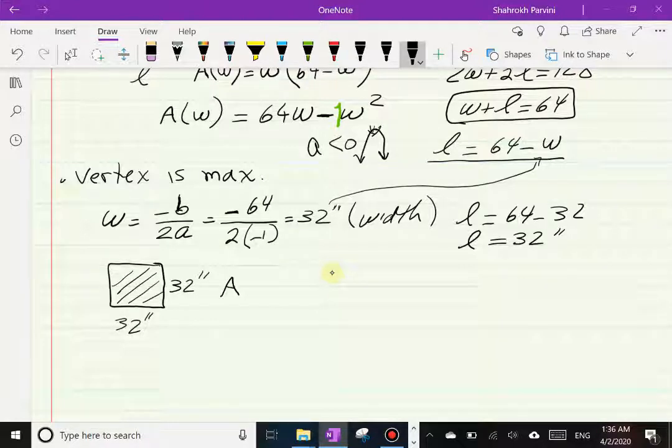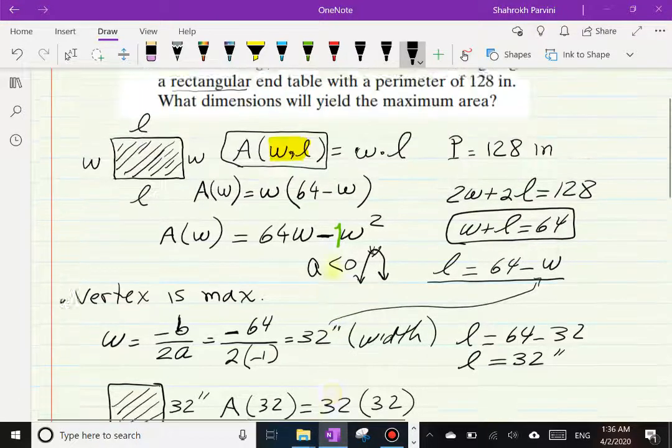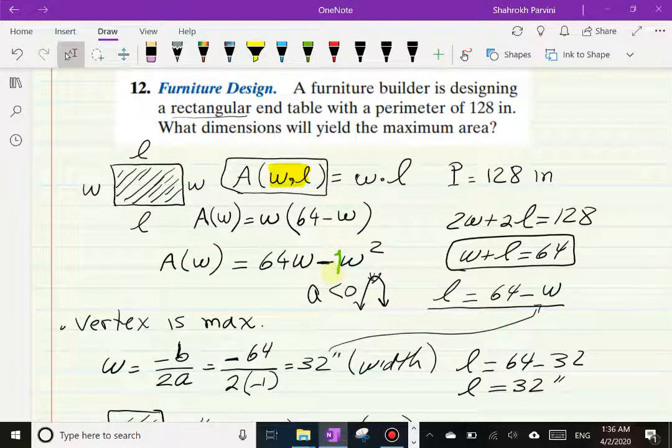And the area at 32 is going to be 32 times 32, length times width. And that's going to make it 1,024. And that's going to be the area in squared inches. And we have the answer to this exercise. So the maximum area is 1,024 square inches. And that's when the length and width are the same size, 32 inches each. And we are done with this exercise. Just an application of max and minimum with a quadratic function.